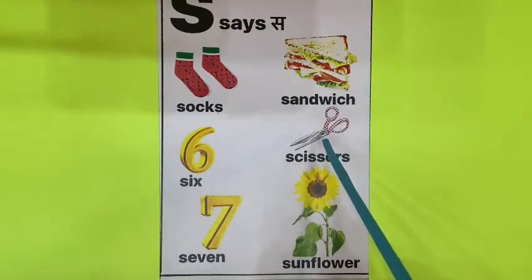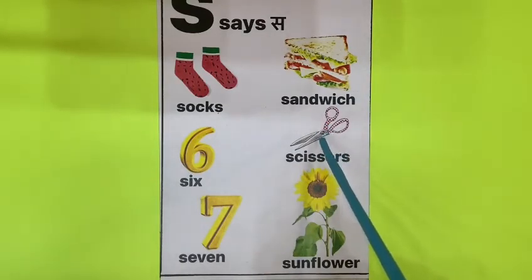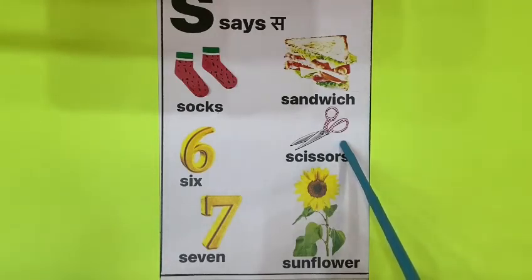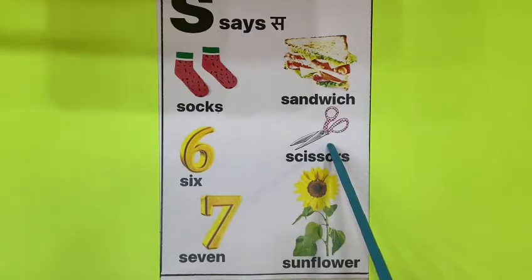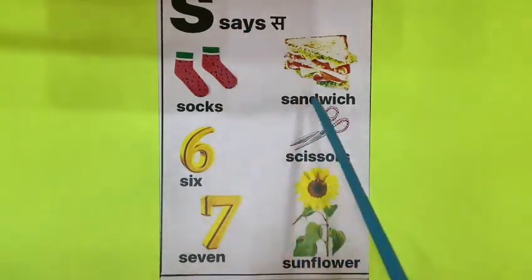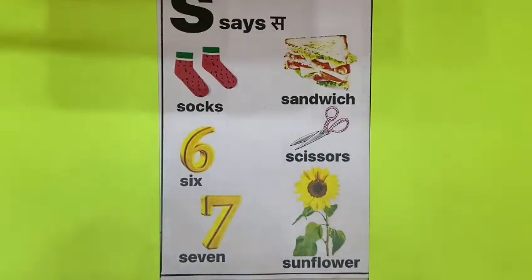Children, now look at this picture. This is the picture of a pair of scissors. A pair of scissors is used for cutting papers, clothes, etc. Children, scissors are very sharp and you might get hurt. So use them carefully. Children, please repeat after me. Sir, scissors. Very good.